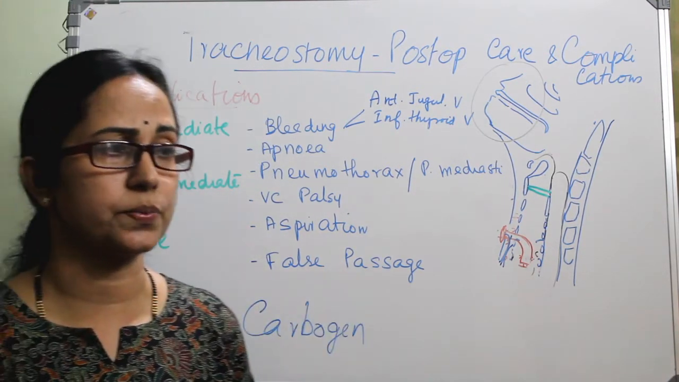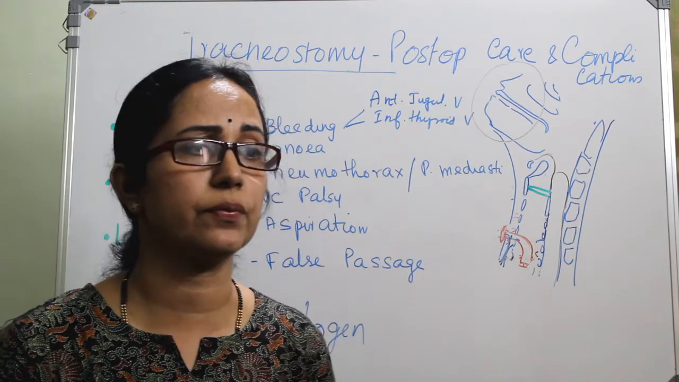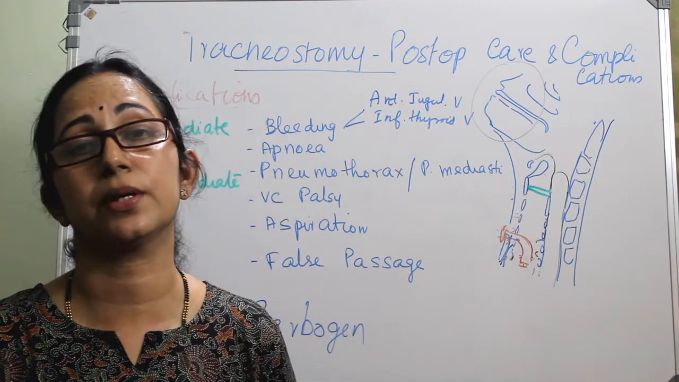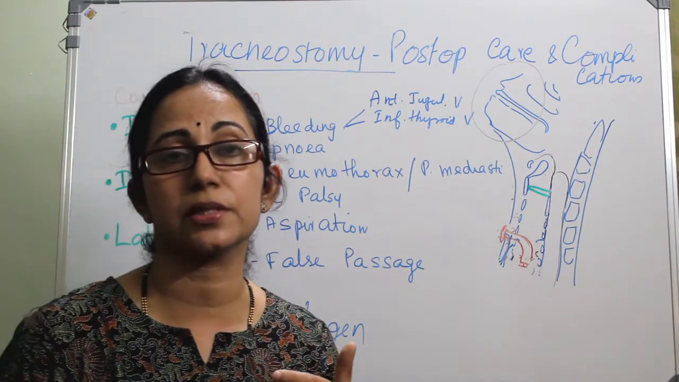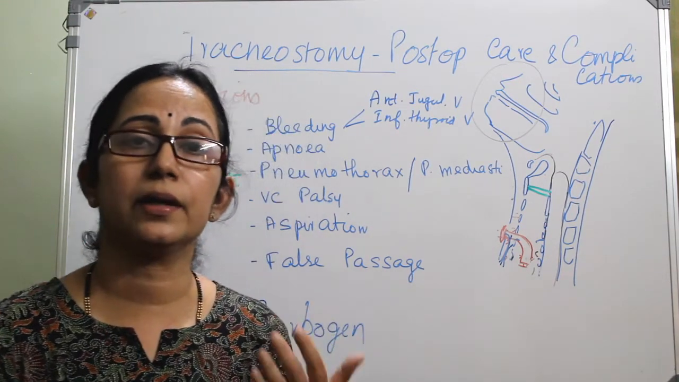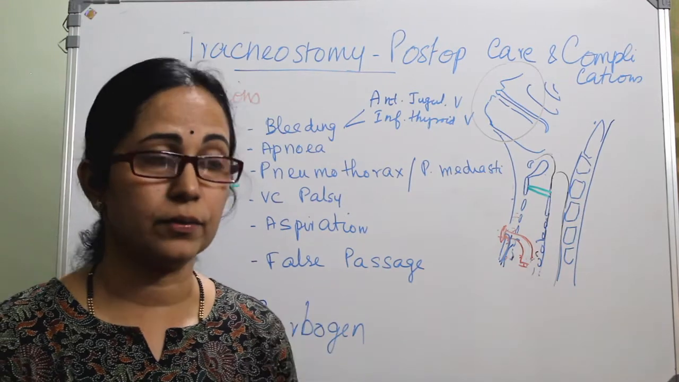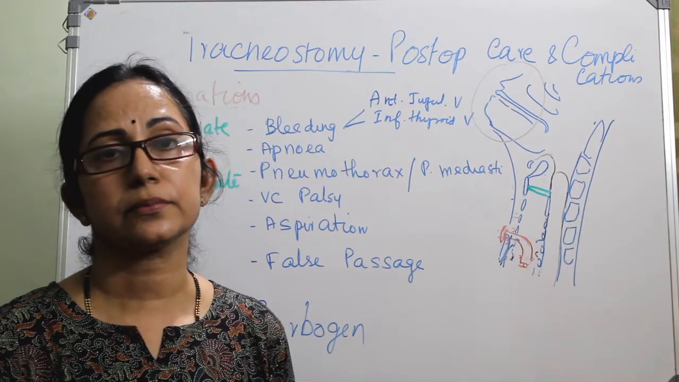If it is going into a false passage, there will be signs of respiratory obstruction. In the early stages, respiratory obstruction will usually cause tachypnea, tachycardia, then fall of SpO2.